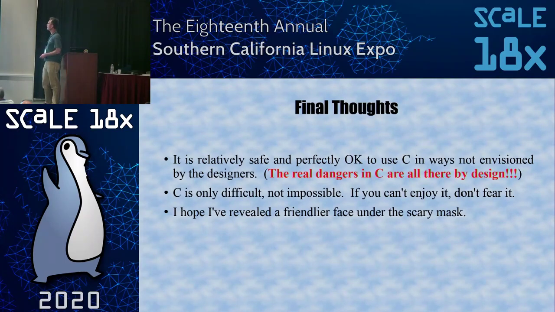And with that, the only final thought is C is a malleable language. Okay? It is fairly safe. It is perfectly normal to tell it to do things it wasn't originally designed to do. The actual really dangerous things in C are there by design, and they're not going away. So I'm sorry to tell you that.